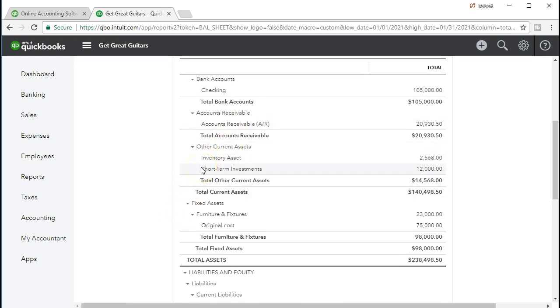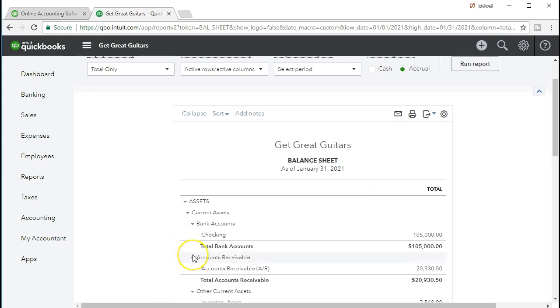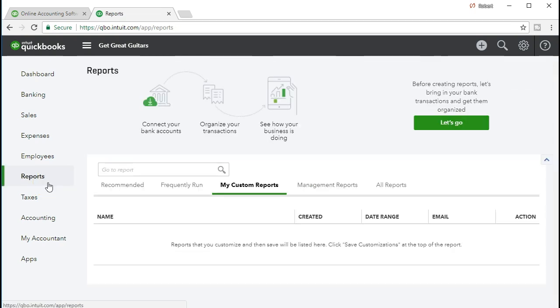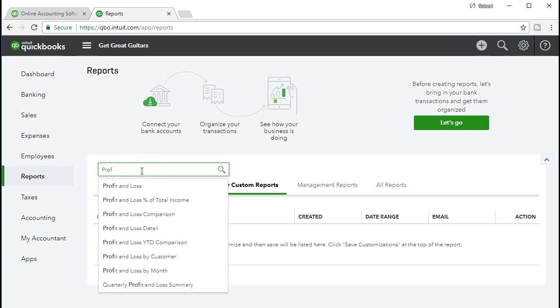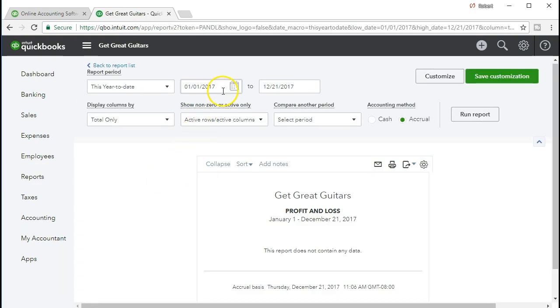The other side of the accounts receivable would be the sales side. So let's take a look at that second. That's going to be the accounts receivable went up. The other side's actually on the income statement. So let's go back to reports over here. We're going to go back to the reports. And QuickBooks calls that the profit and loss. So let's go look at the profit and loss report. So we'll type in profit and loss. And then we'll change the date range from 01/01/21 to 01/31/21 and run this report.